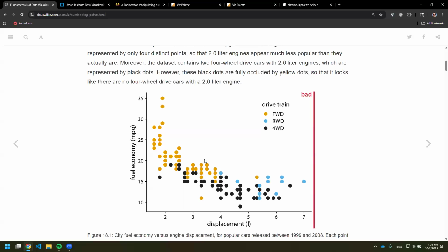So the author suggests a few solutions to this general problem of overplotting. The first one is one that probably many of us have used. It's kind of a one-two punch of jittering and transparency.